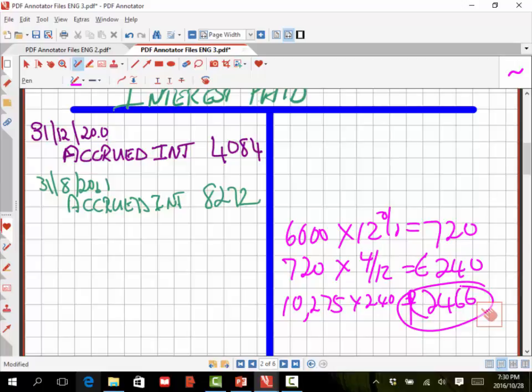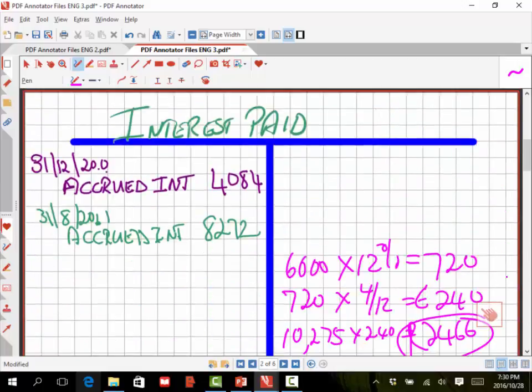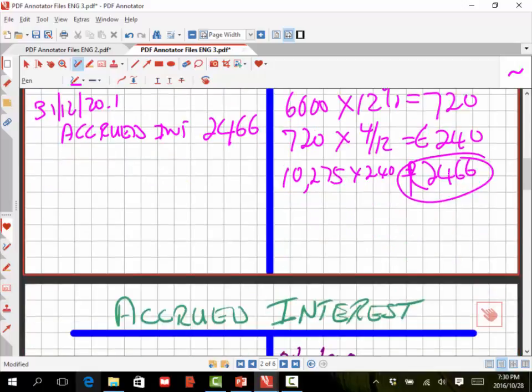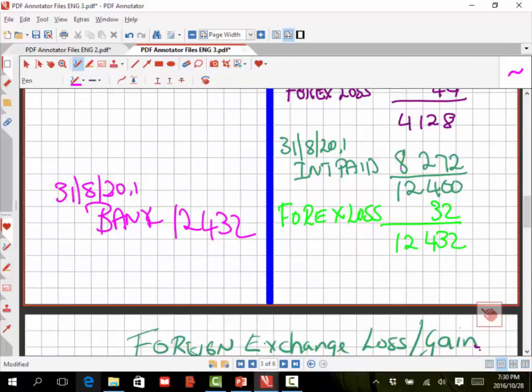And remember, the last journal will now just be to adjust the interest accrual. So let's just put through that 31/12/20.1 accrued interest 2,466. The other portion of that journal will be interest paid 2,466, and all that remains for you is to do the last journal where the accrued interest is now adjusted to the year-end balance. I do not have space there, but you can just look at the journals.